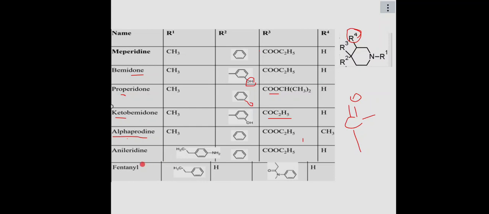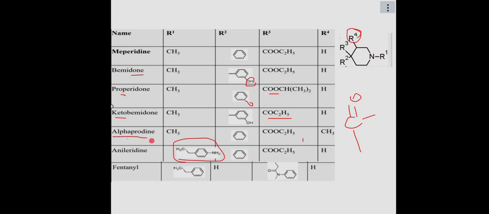Then you have anilidine. Again, the major difference is only the group here, which is very different. Remember, this group is joined at this position here. So in anilidine, you have a CH2, CH2, and then a phenyl group, an NH2. That is just the difference in that group there. And then it has a phenyl ring and it has the ester.